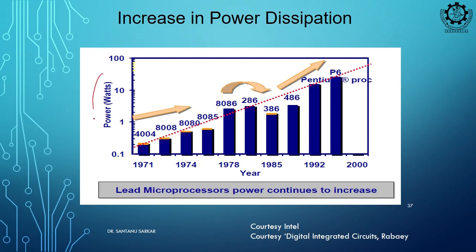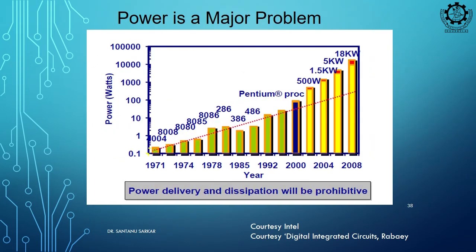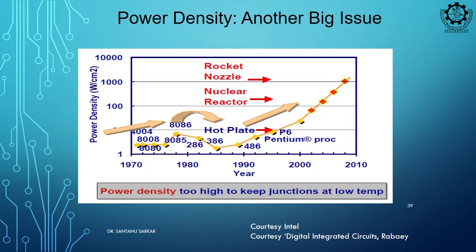Now comes the problem. So, what we are seeing is that our power is increasing exponentially. Now, why is this power dissipation becoming a major problem? Because large power dissipation will raise the power density. If you dissipate more power, you will generate more heat, right.